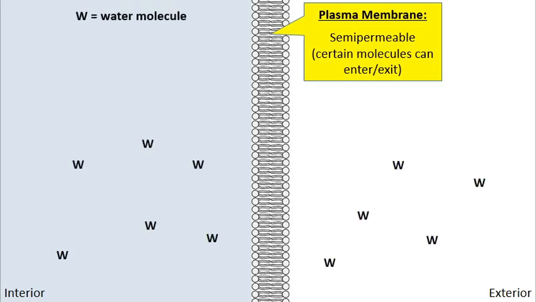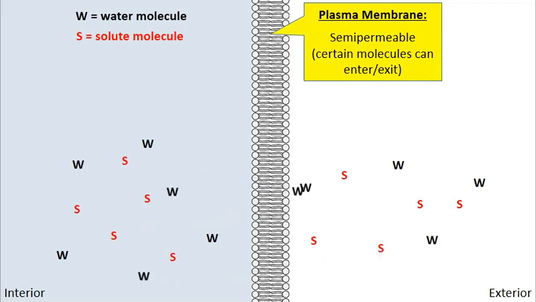Well, let me add some water molecules on both sides of the plasma membrane, the cell membrane. And let me add some solute molecules to both sides of the plasma membrane. Now, when we say the plasma membrane is semi-permeable, water is able to pass through the cell membrane. If you remember osmosis, it is the movement of water from high to low concentration. So water will generally move from the higher concentrated area to the lower concentrated area, but water is able to pass from one side of the cell membrane to the other.